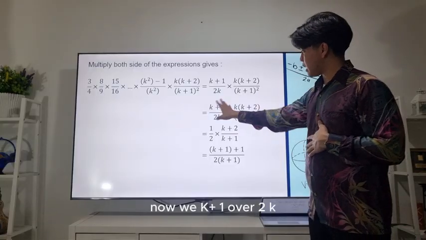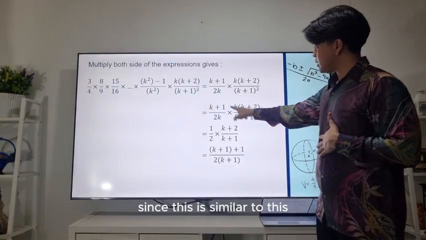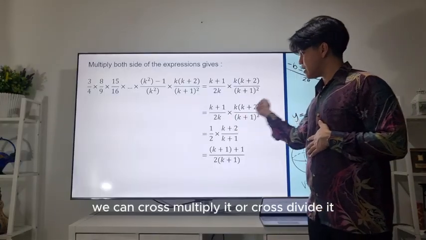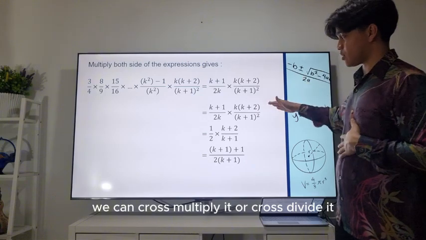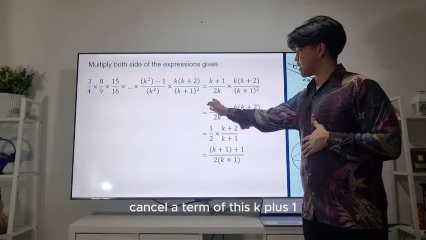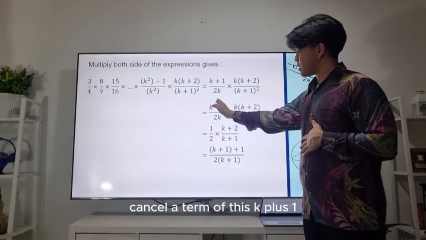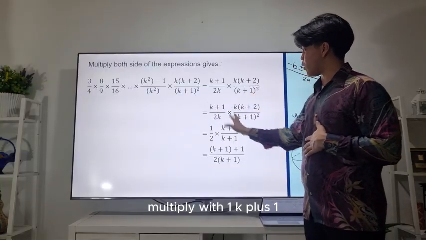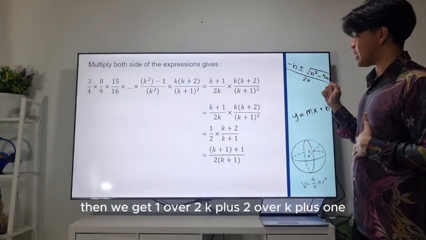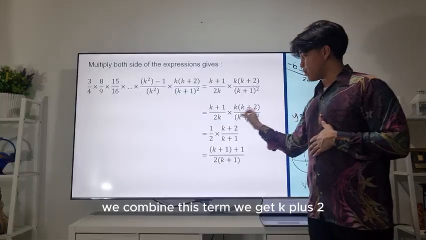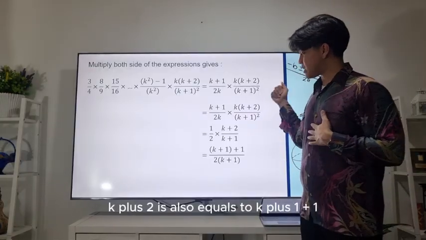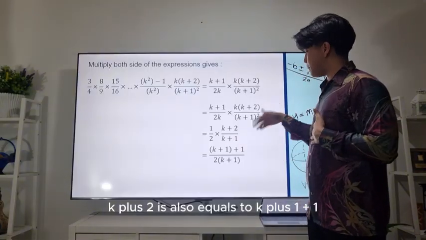Now we have (k plus 1) over 2k. Since these are like terms, we can cross multiply or cross divide. Since k over k is 1, you can just cancel the term, k plus 1 multiplied with 1, k plus 1, then we get 1 over 2, times (k plus 2) over (k plus 1). We combine this term, we get k plus 2. k plus 2 is also equal to k plus 1 plus 1.